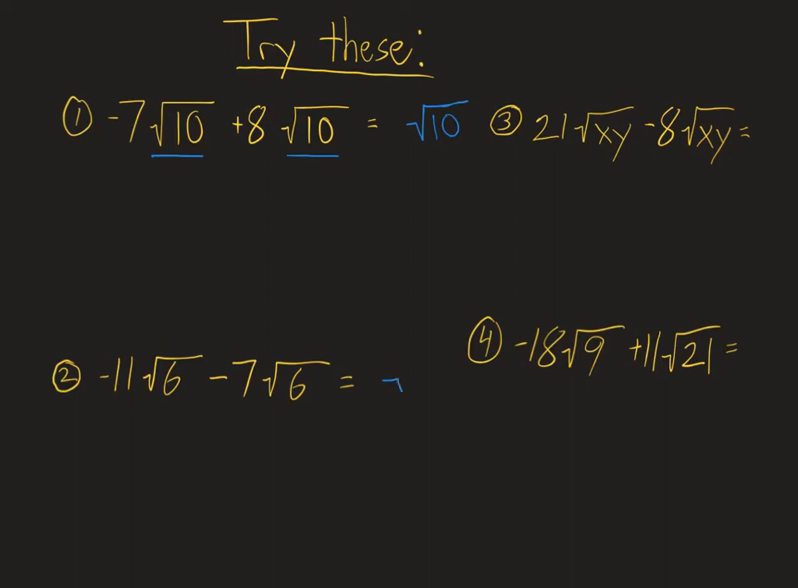Here we've got radical 6s, so I'm combining those just like terms. Negative 11 and negative 7, that's just negative 18 radical 6.